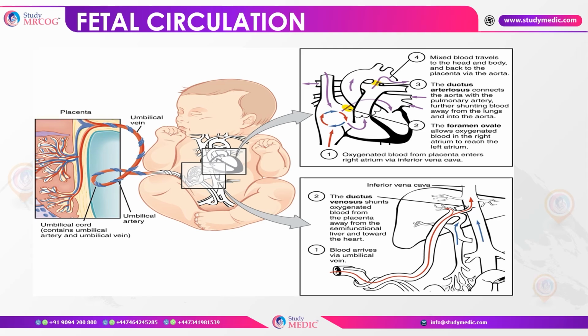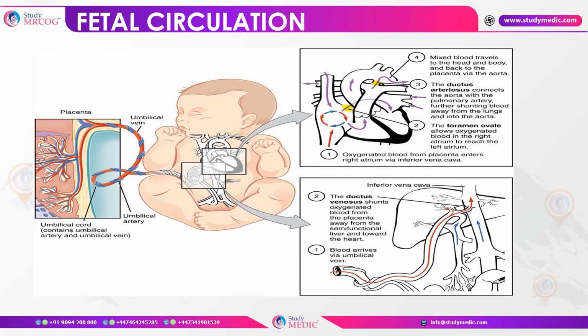Now this umbilical vein, when it enters the liver, we have the first connection of the ductus venosus, which is going to bypass the hepatic circulation and send all the blood into the inferior vena cava. So this oxygenated blood, which reaches the right atrium via the inferior vena cava, gets shunted into the left atrium, the majority of it, because of the foramen ovale, which is a connection between the right and the left atrium.